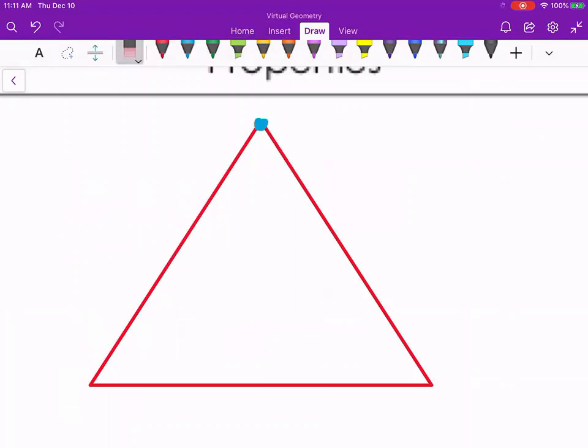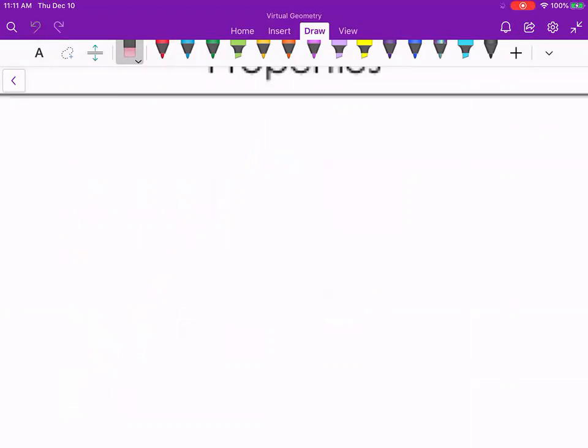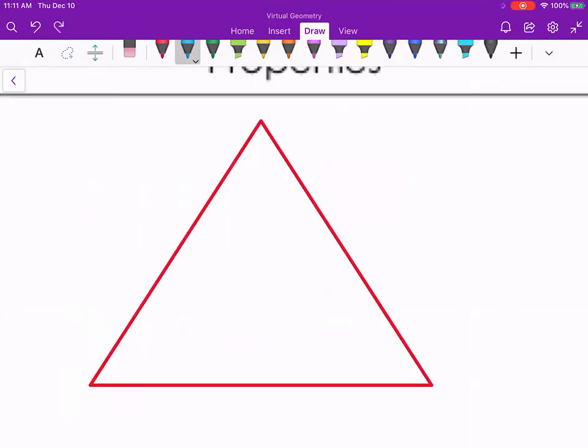We don't have to start from the vertex here. Perpendicular bisectors cut each side in half. So we need to find the middle of all three sides of your triangle. Oh, can't really see the purple too much. Let's change that to yellow.